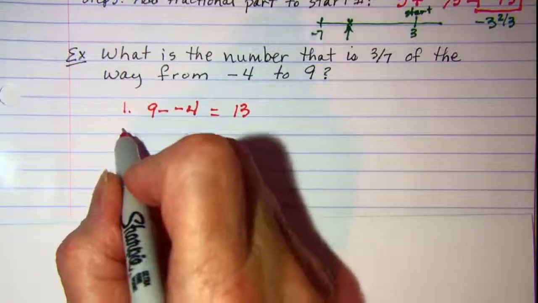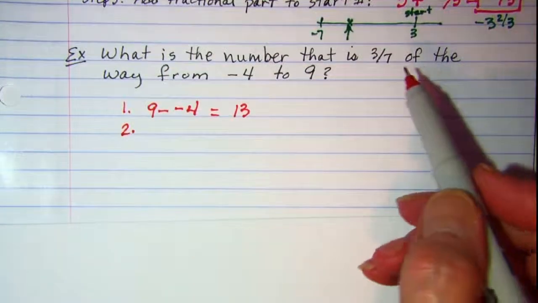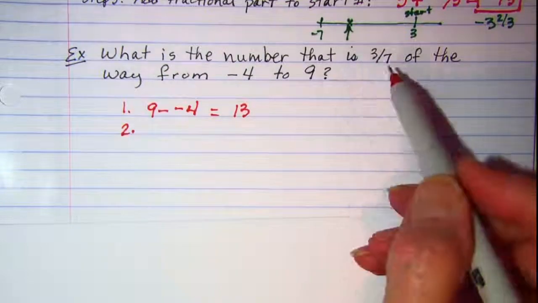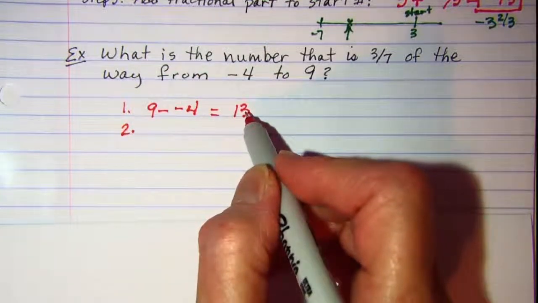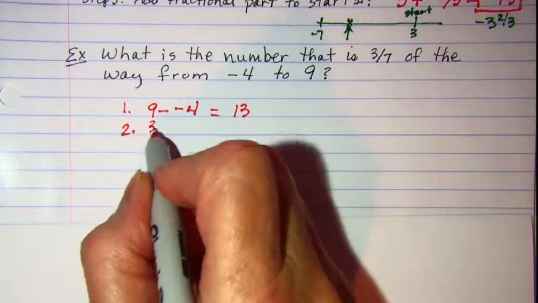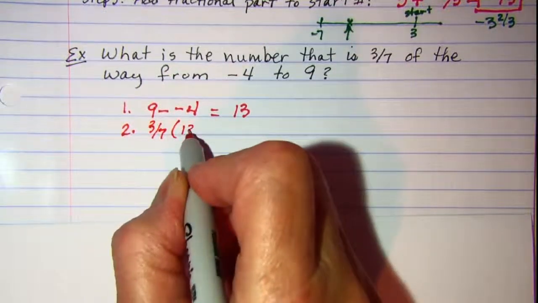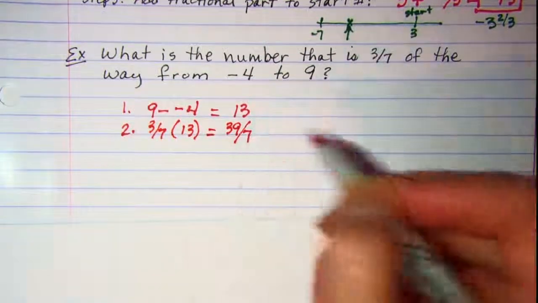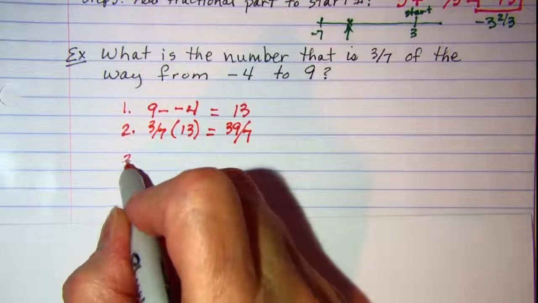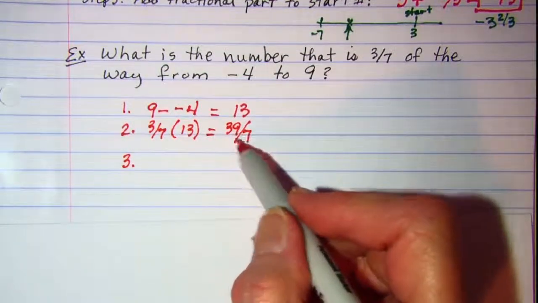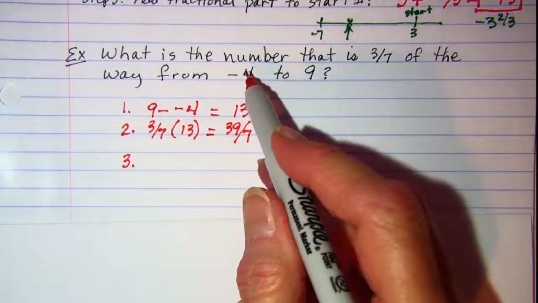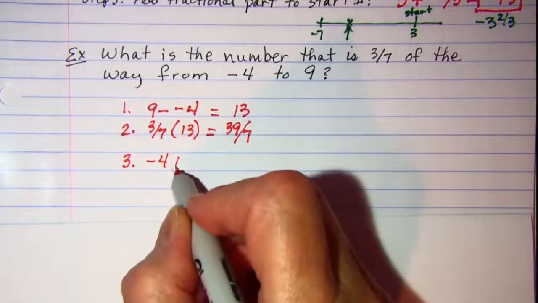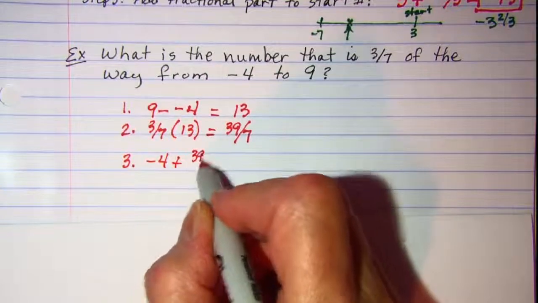Then my second step is to take my fraction and multiply it by that distance to get the fractional part of that. So 3/7 times 13 that gives me 39/7. And then my final step is to add this fractional part onto my beginning number, which is -4. So -4 and add on 39/7.